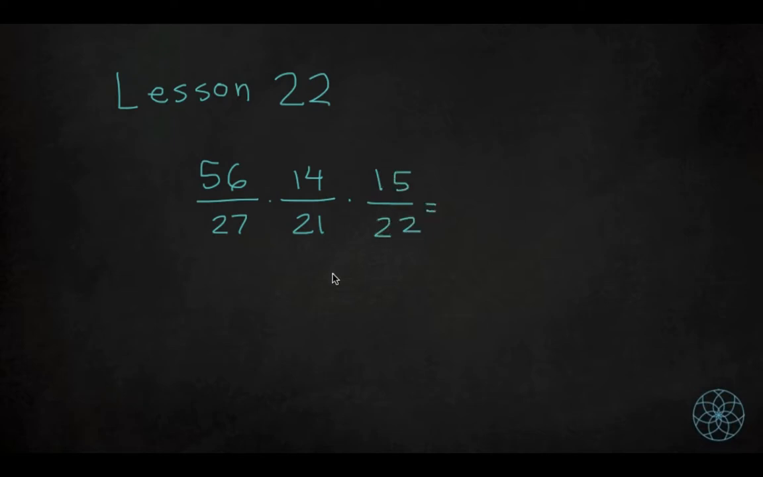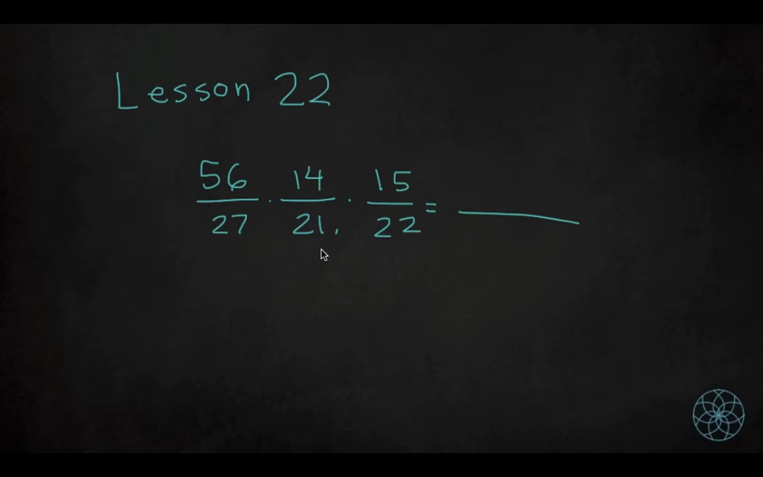So usually what we would do is multiply all the numerators, so 56 times 14 times 15, and then all the denominators, 27 times 21 times 22. But that would give us a very, very big number. So let's see if we can simplify any of these fractions before we get started.